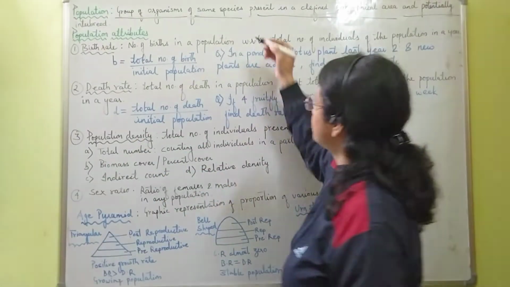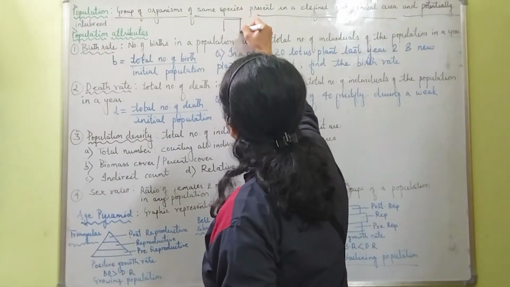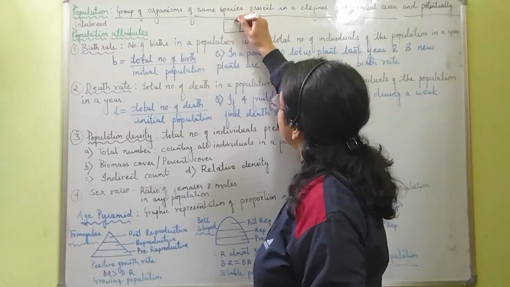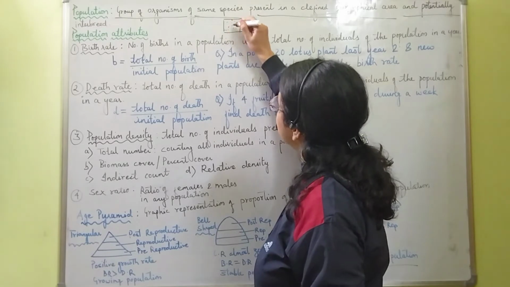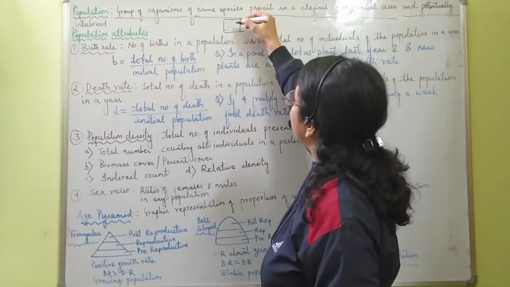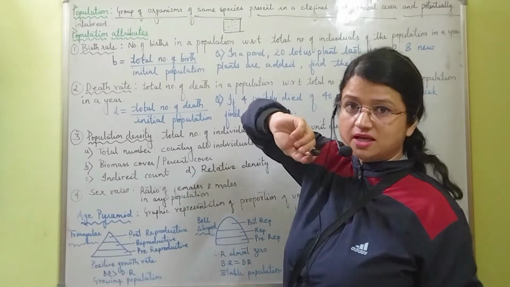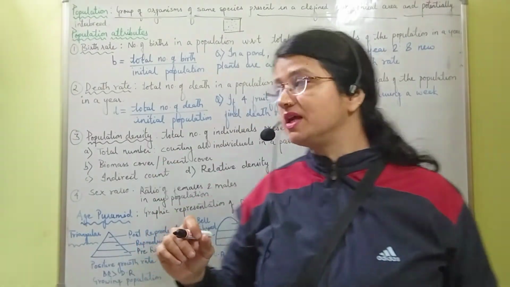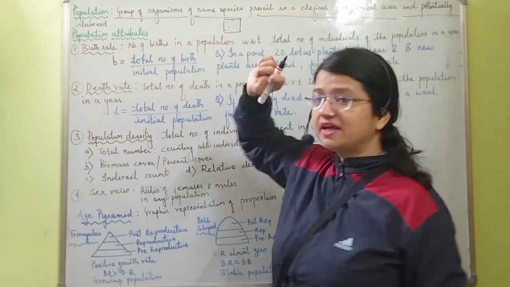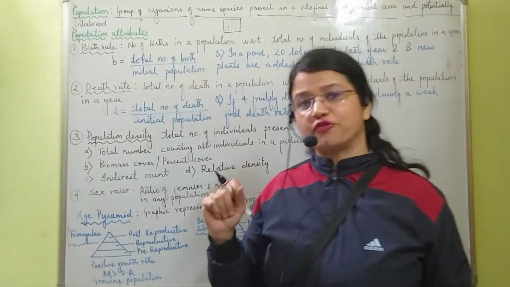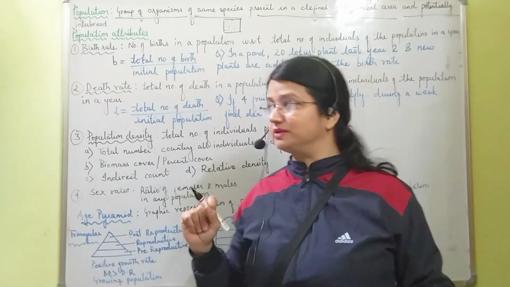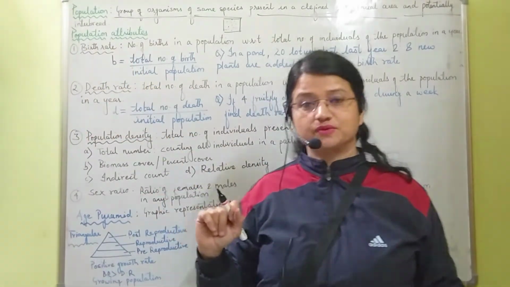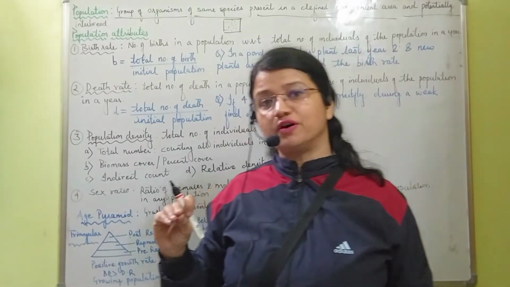Clear? Suppose this is a geographical area, and in this geographical area there are organisms of the same species. So these organisms of the same species will be called a population. Clear? Now the second thing is that there are certain characteristics of a population. For example, birth rate, death rate, sex ratio. All these are the characteristics of a population.